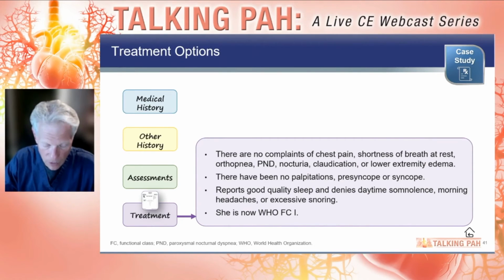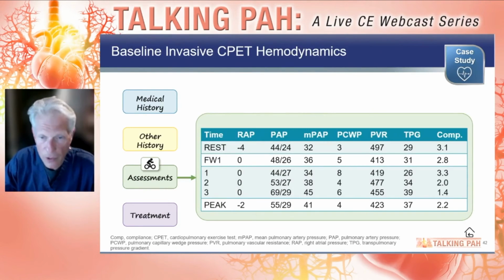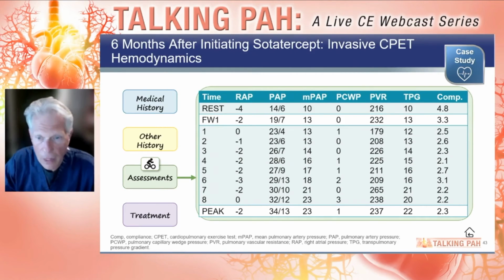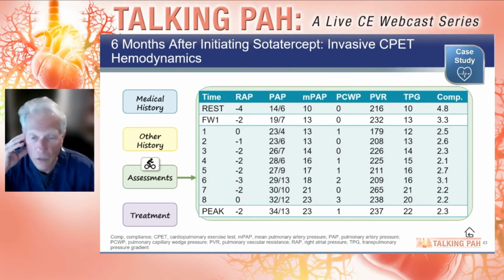Within a couple months of her starting, and I can tell you that this has been a persistent assessment, she is now a WHO functional class 1, which really is the goal of therapy. So to take you back to her first invasive cardiopulmonary exercise test, this is it. And then we'll look at the one that she did 6 months later. Now what you can see in the very first column, the time of exercise, remember before she did about 4.5 minutes. Now she's doing almost 10 minutes of exercise on a ramp protocol on an upright bike.